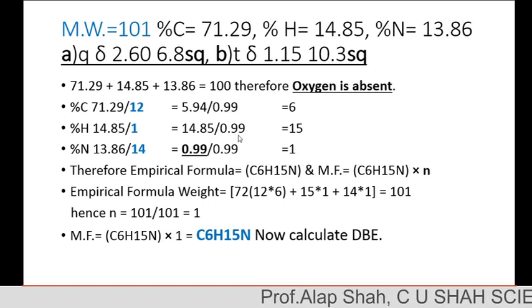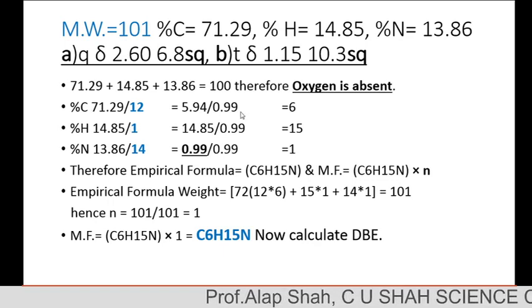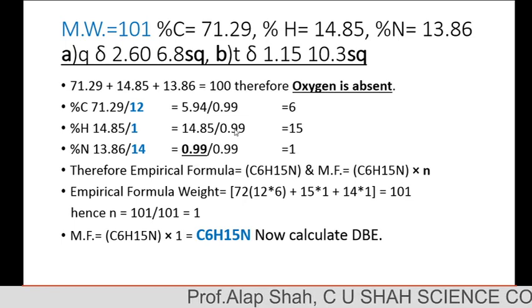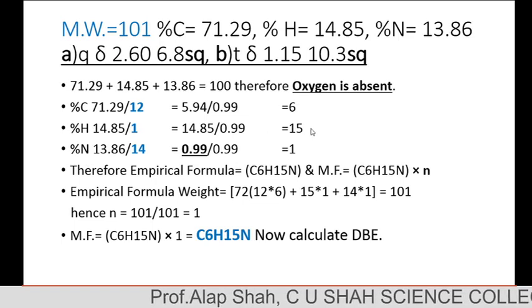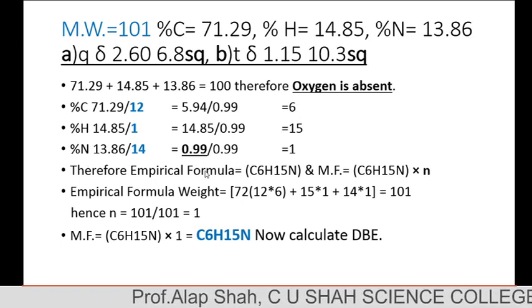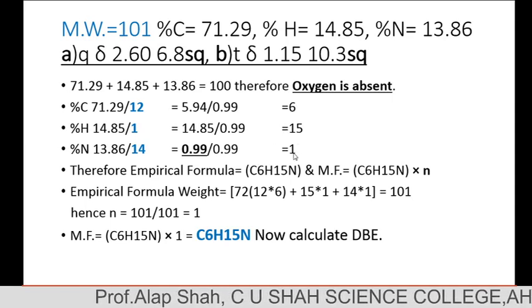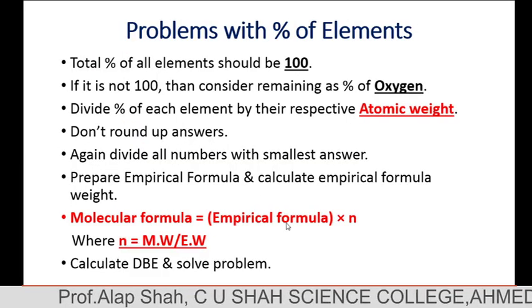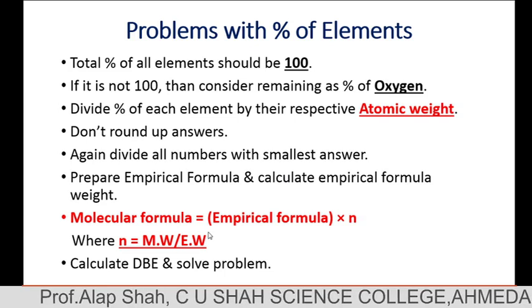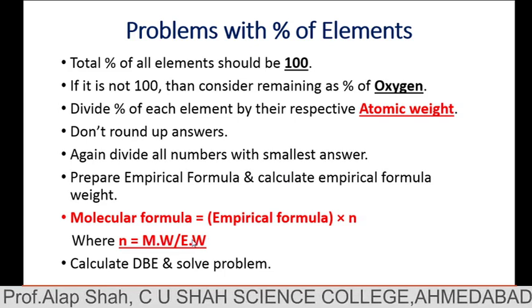14.85 by 0.99 you will get 15, and 0.99 by 0.99, that is 1. So carbon 6, hydrogen 15 and nitrogen 1. So from these numbers we would write the empirical formula, that is C6H15N. Now molecular formula is empirical formula into n. And what is n? Molecular weight given in the problem upon empirical formula weight.